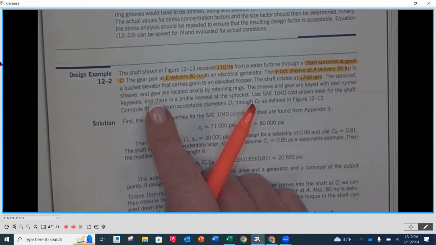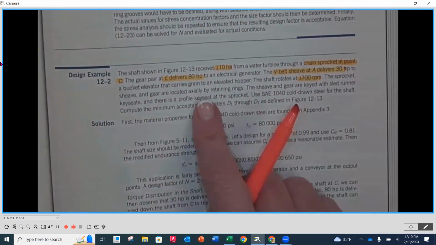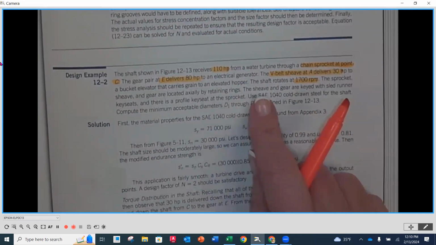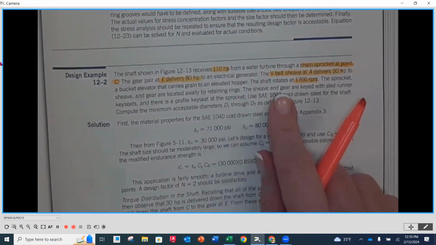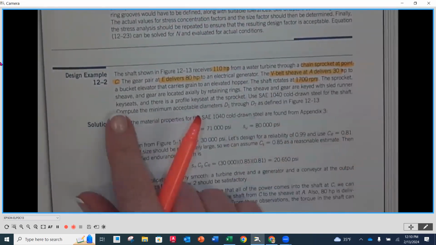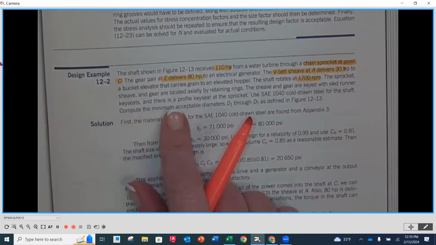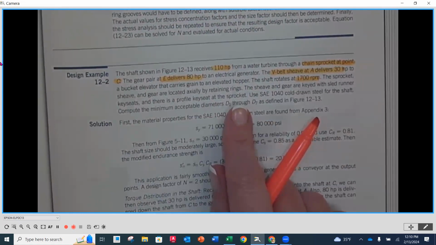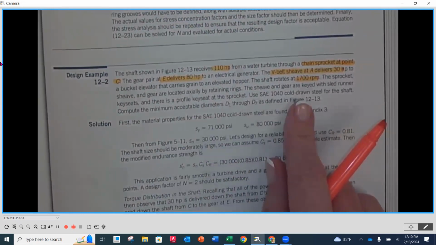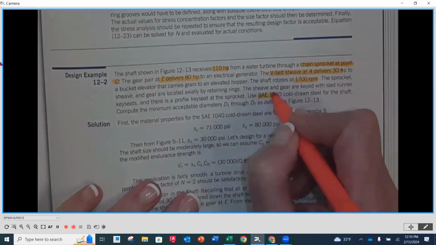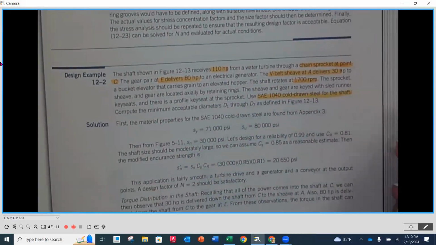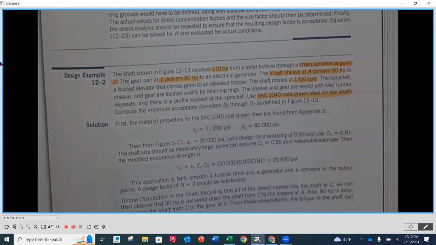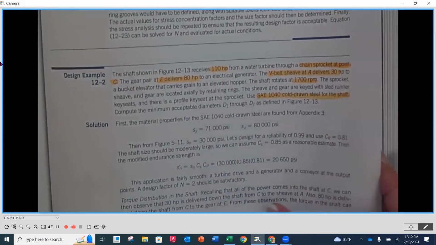The sprocket, the sheave, and the gear are located axially by retaining rings, as we see in the proposed geometry on the next page. The shaft and the gear are keyed with sled runner key seats, okay? And there is a profile key seat on the sprocket. Use SAE 1040 cold drawn steel. So this is going to be our material for our shaft. And then compute the minimum shaft diameters 1 through 7 at each one of those locations that we're interested in.